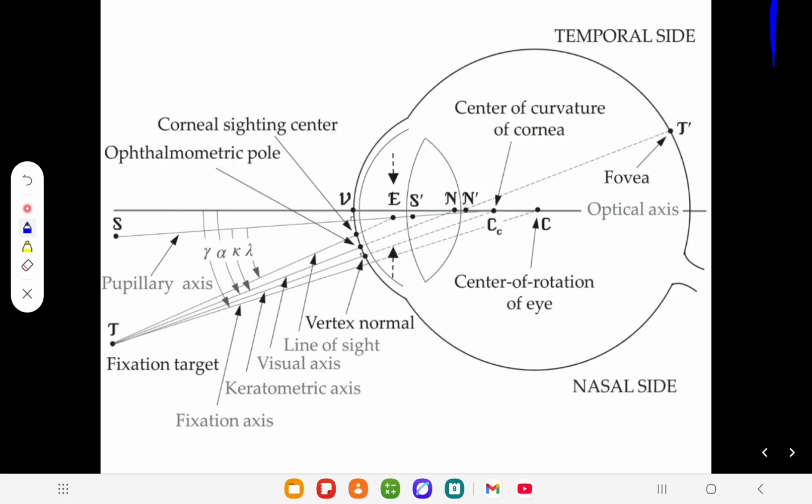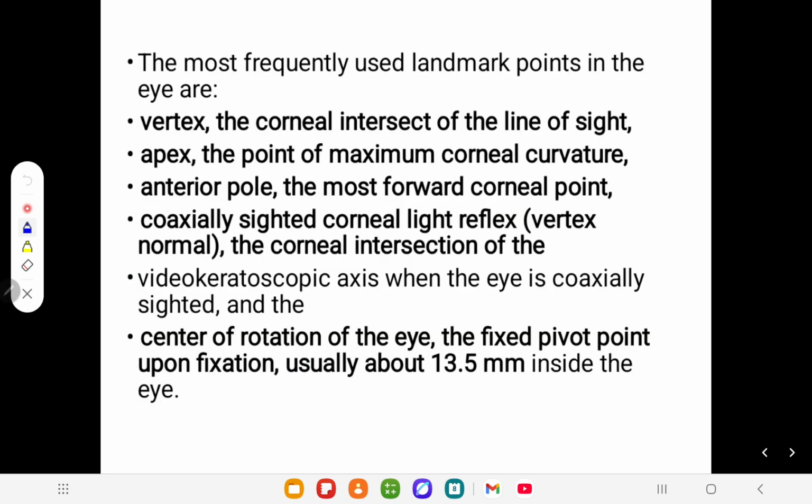Today I'm going to discuss the most complex topic, I think, in optics: ocular axes and the angles. All the angles, alpha, kappa, lambda, and axes like fixation target and pupillary axis, line of sight, visual axis, keratometric axis, fixation axis, and many more. The pictures are all chaos, isn't it? So let's start and divide it in a slow manner. I think it will take time, but let's move.